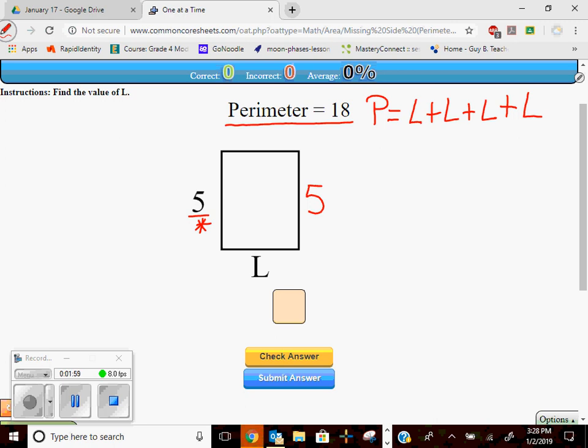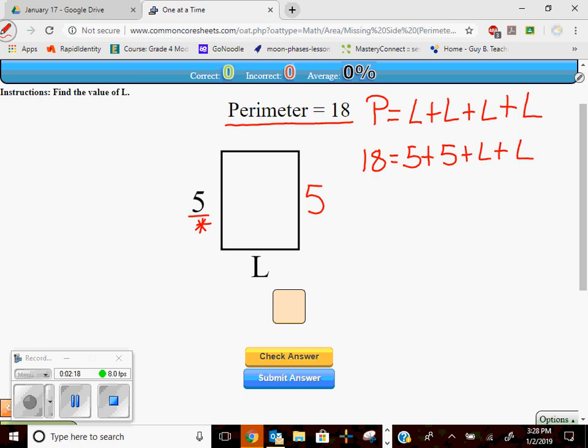I know that the perimeter is 18. So I know that when I add up all 4 of my sides, it's going to be 18. Well, I know that 2 of my sides are both 5. So I'm going to plug in the 2 sides that I know, and then I'm going to put in plus L for the 2 sides that I do not know.